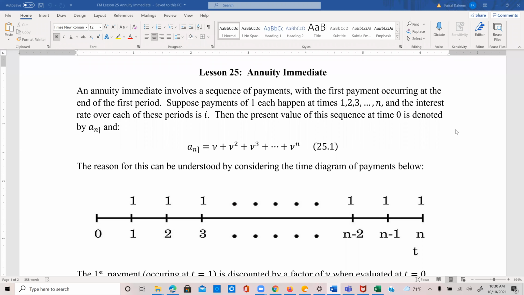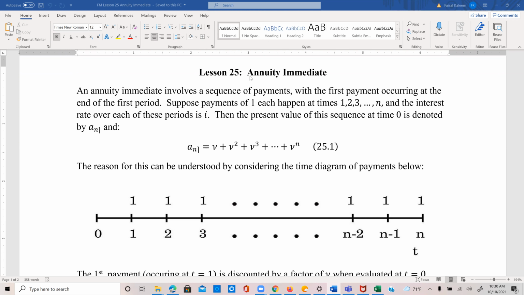So until now, we've been dealing with one, or sometimes two, and maximum three cash flows per problem. Now we are ready to tackle annuities. And in annuities, we have a sequence of multiple cash flows.